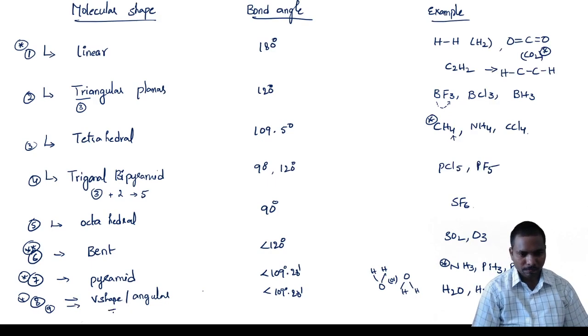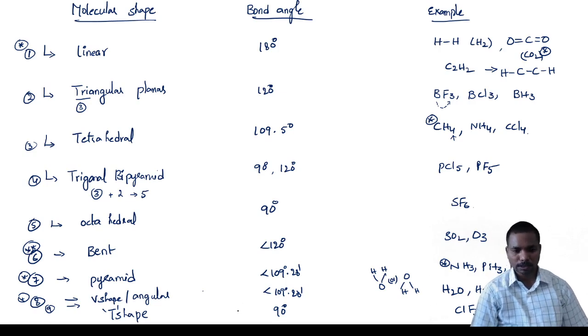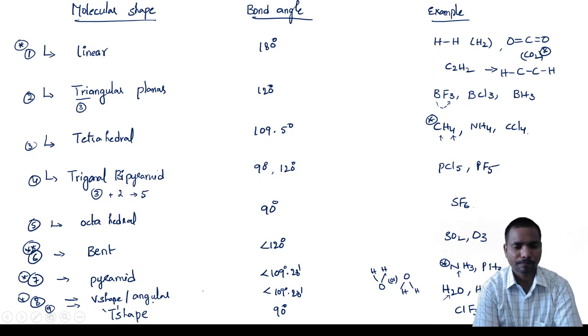Next one, T shape. The angle is 90 degrees. Example ClF3. Here very important, CO2 is linear shape. And one more important, methane is tetrahedral, as 4 means tetra. Ammonia is pyramid in shape, and the water molecule shape is V shape or angular shape.